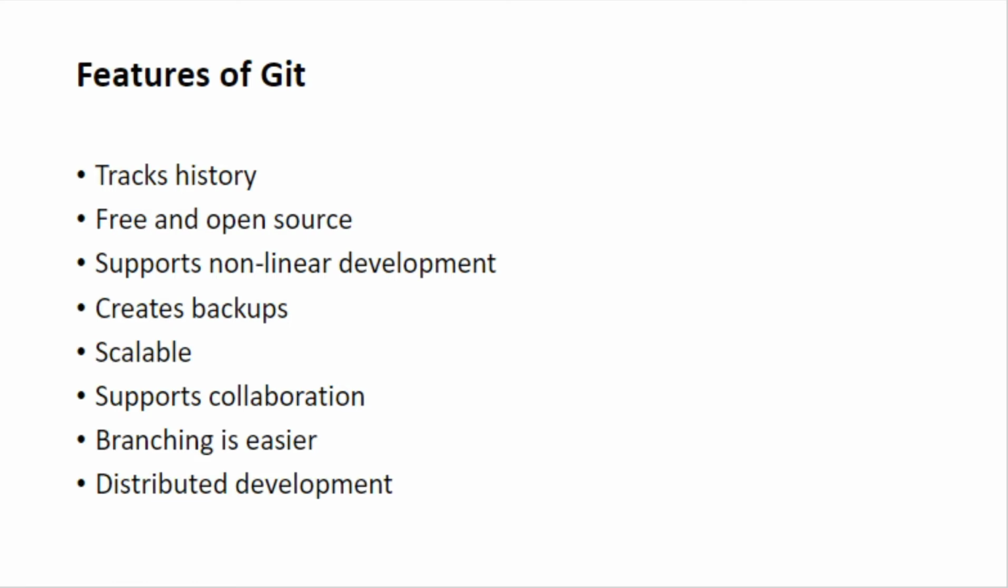As many developers, basically n number of developers, can work on a single repo, because everybody has their own local copy and they start working on that. It supports collaboration, branching is easier, and distributed development. So these are the features of Git.